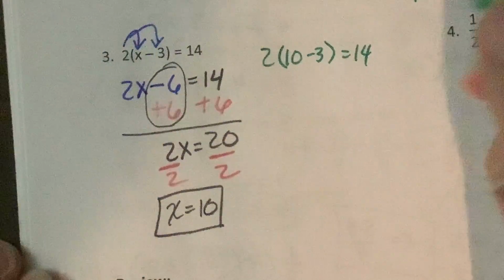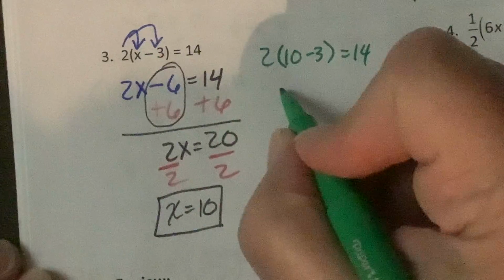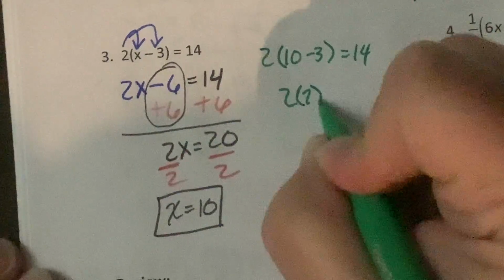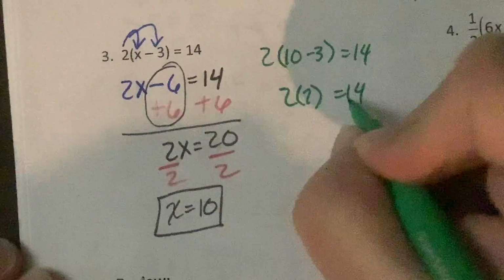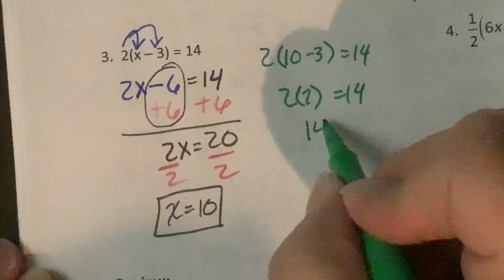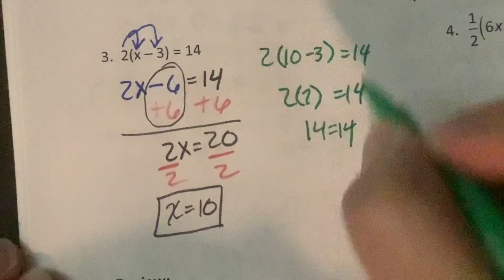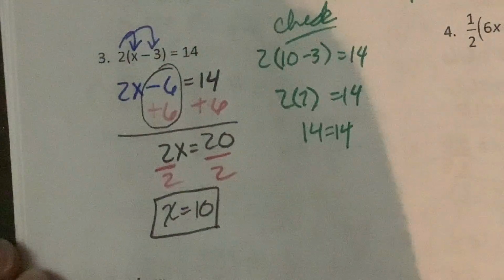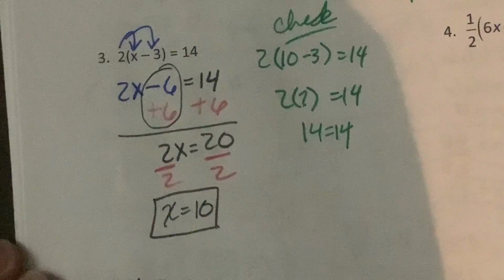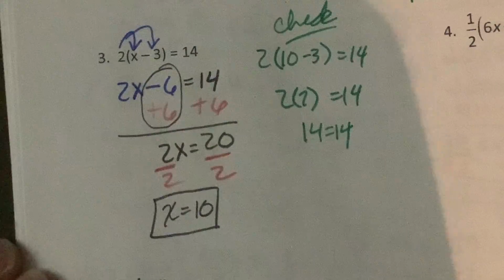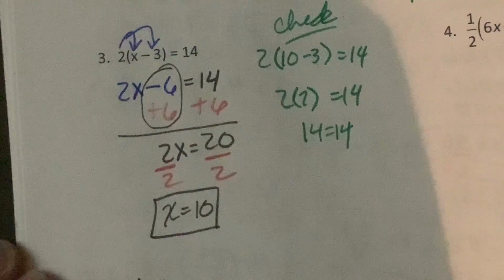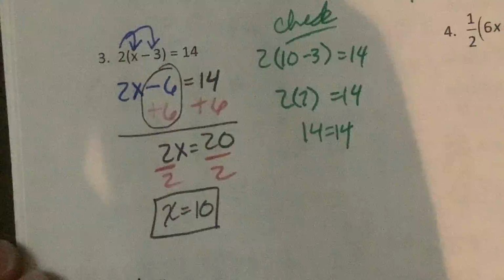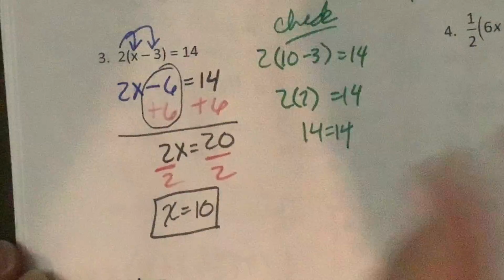Order of operations, parentheses first. 10 minus 3 is 7. 2 times 7 equals 14. Well, that's true. 14 equals 14. Yay, that checked. I am never going to skip checking my work because, you know, I make a lot of mistakes. And I know that if I make a mistake, I just have to fix it.